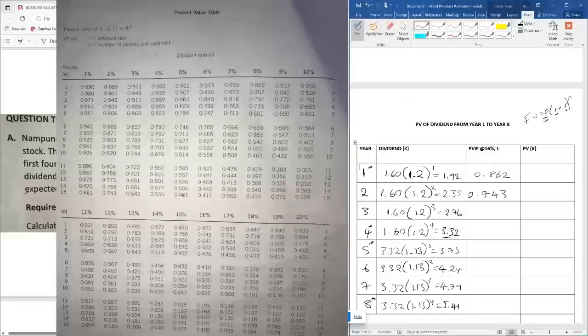And then you see the trend is going to go on. We're going to get the present value interest factor for each particular year, from year 1 all the way up to year 8. So the first year is 0.862. Second year is 0.743 at the rate of 16%. And then the third year will give us what? 0.641. And then the fourth year will give us 0.552.